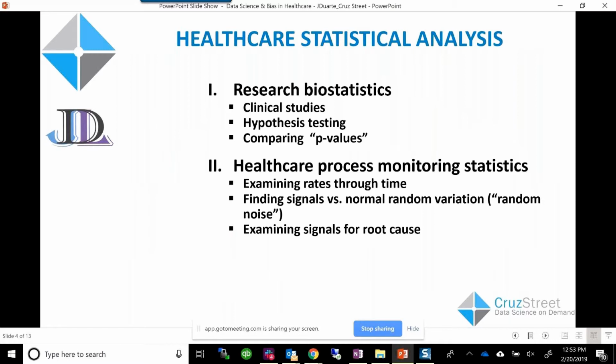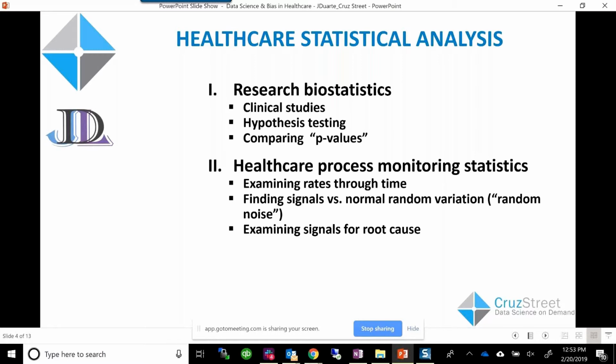In the previous talks, we've heard a lot about building models. Traditionally, in the education of healthcare professionals, they get biostatistics training in what I call research biostatistics. They learn to look at clinical studies, hypothesis tests, and comparing p-values, and that's the big basis for most of the training for healthcare professionals.